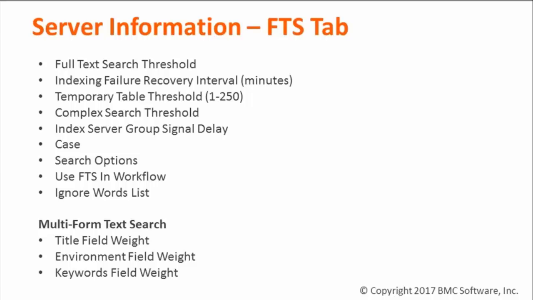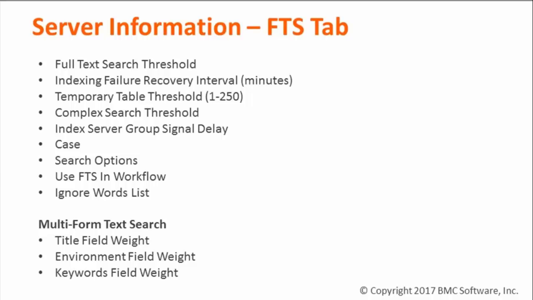The indexing server group signal delay sets the number of seconds before a signal is sent to the server that owns the full-text indexing operation. When a server is not the owner of the indexing operation and generates indexing work, that server signals the server that is the owner of indexing. To reduce the frequency of signals sent, the signaling is conducted on a delayed basis.